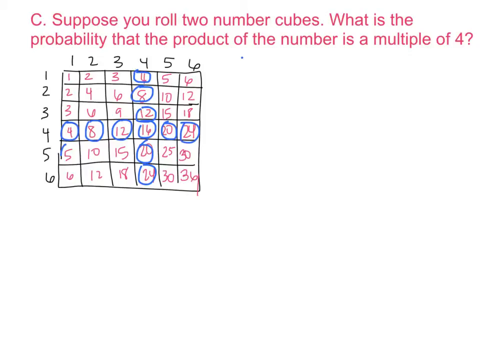So we have 11, plus we have some more. 12, 13, and then we have 14. Oh, sorry, I forgot one, 15. So let's double check just to make sure. Let's recount. 1, 2, 3, 4, 5, 6, 7, 8, 9, 10, 11, 12, 13, 14, 15. 15 total possibilities out of 36.